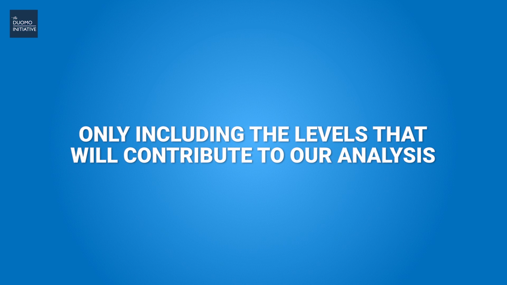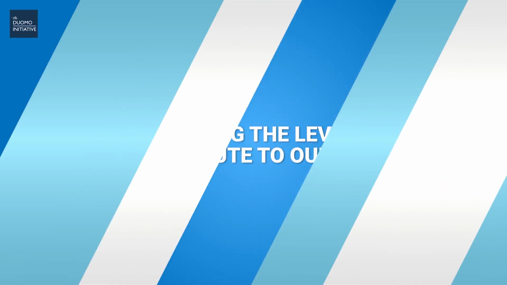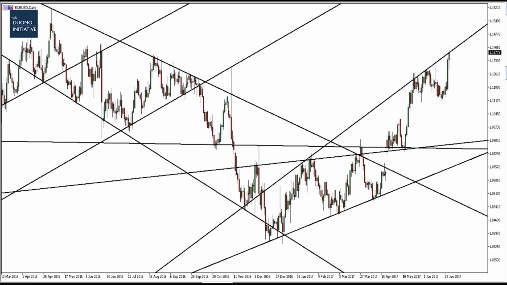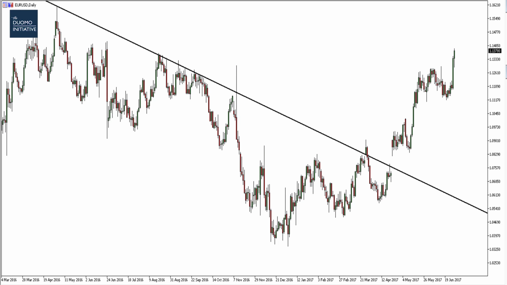Number 1, only including the levels that will contribute to our analysis. This principle applies broadly to all of the next points as well, but it also does have its relevance on its own. So for example, in this chart, there are some levels which will never come into play again, simply because of the angle of the line and how far the price currently is from it. So take this level for example.